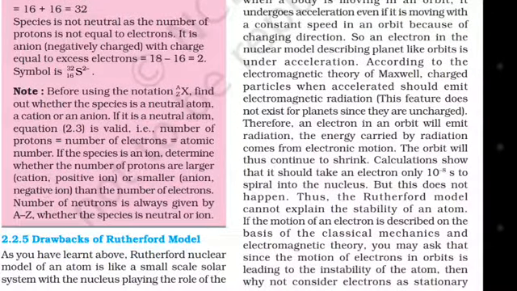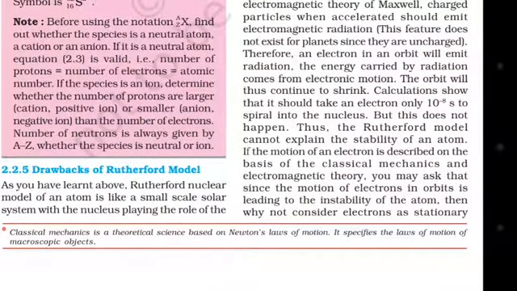According to the electromagnetic theory of Maxwell, charged particles when accelerated should emit electromagnetic radiation. This feature does not exist for planets since they are uncharged. Therefore, an electron in an orbit will emit radiation. The energy carried by radiation comes from electronic motion, so the orbit will continue to shrink. Calculations show that this should take an electron only 10 to the power minus 8 seconds to spiral into the nucleus, but this does not happen. Thus, the Rutherford model cannot explain the stability of the atom.